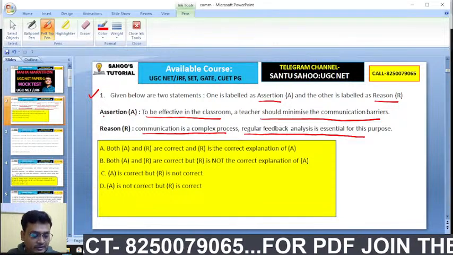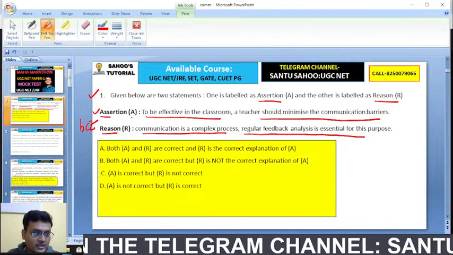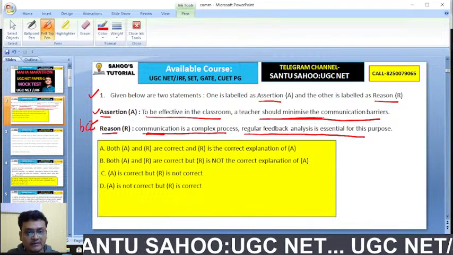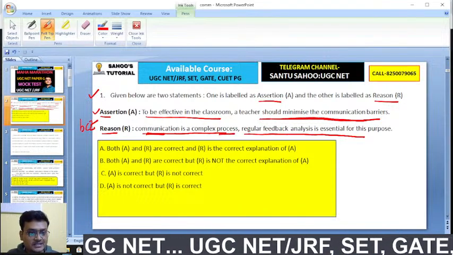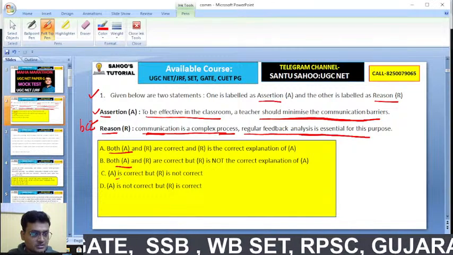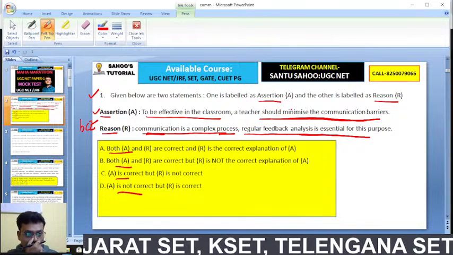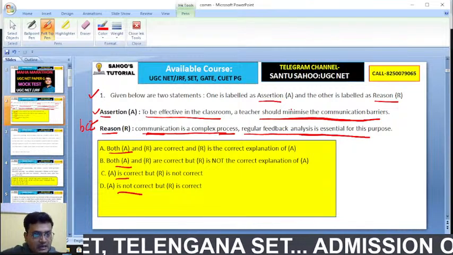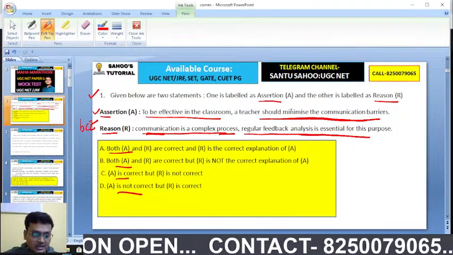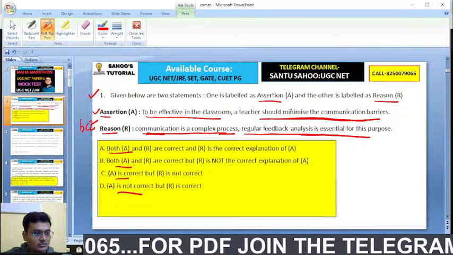So how to do this kind of assertion reason question? Assertion, then add here 'because': it is so because of this. So to be effective in the classroom, a teacher should minimize the communication barriers, and communication is a complex process. Regular feedback analysis is essential for the purpose. These are your options. Both A and R are correct, and R is the correct explanation of A. Both A and R are correct, but R is not the correct explanation of A. A is correct, but R is not correct. A is not correct, but R is correct. What would be the right answer here?